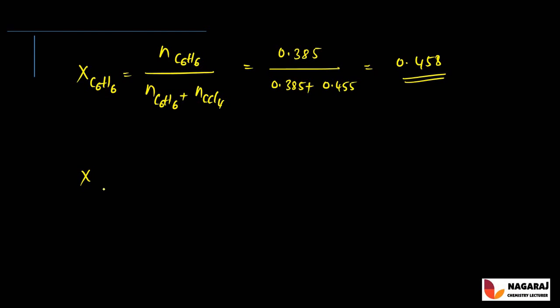Similarly, the mole fraction of CCl4 is equal to 1 minus 0.458, so it is 0.542. So the mole fraction of benzene is 0.458 and the mole fraction of carbon tetrachloride is 0.542. This is the method used to calculate the mole fraction of the components present in the solutions.